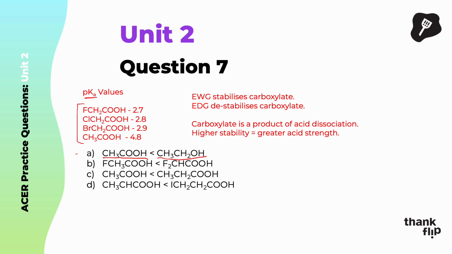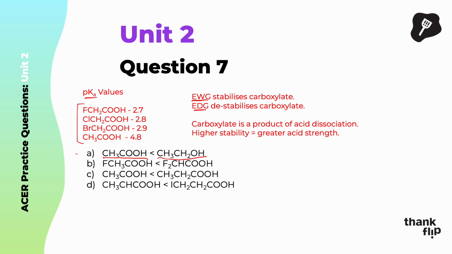So it's saying that the more stable the products of the acid dissociation are, the greater the acid strength is going to be. And so another thing we have to consider is that an electron withdrawing group stabilizes the carboxylate, and an electron donating group destabilizes the carboxylate. So electron withdrawing groups are going to be molecules or groups of atoms that are highly electronegative.